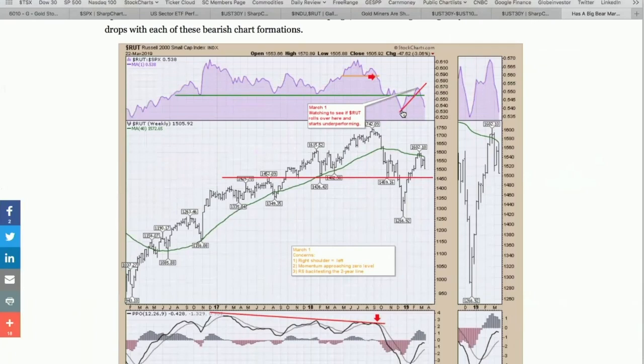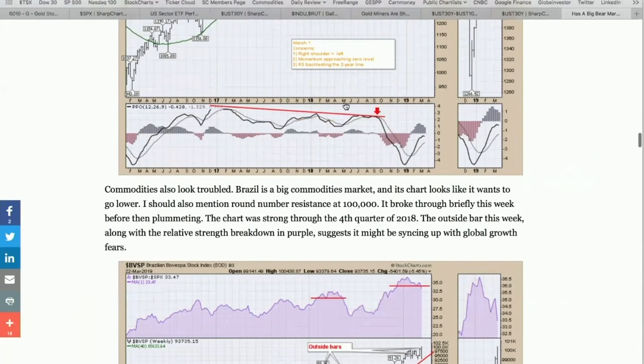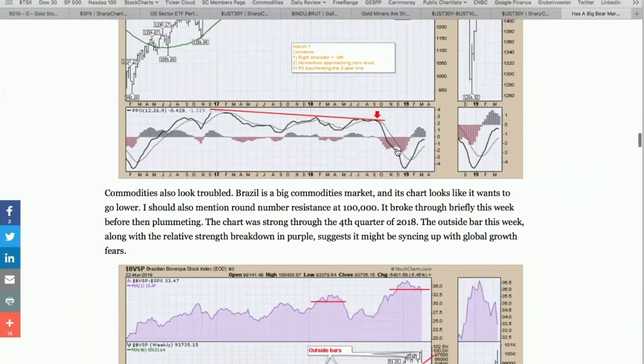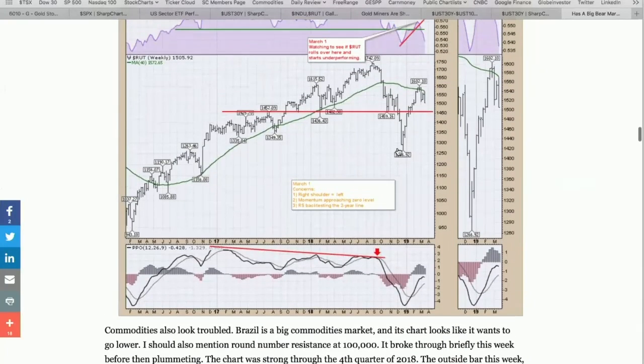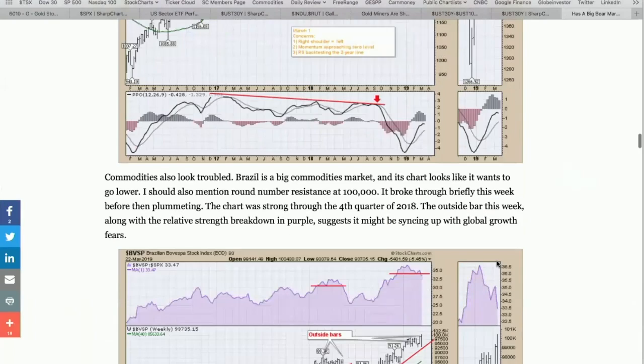So the problem right now is the Russell's very close to breaking down to new lower lows, and that would be a big deal. But even on this weekly chart here, what we see is this indicator on a weekly rolling over below zero, and that's extremely problematic. It hasn't crossed its signal line, but you can see the histogram's been declining for a while already, and we need to be concerned.